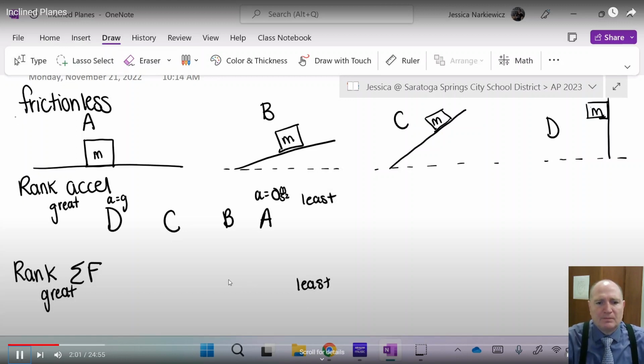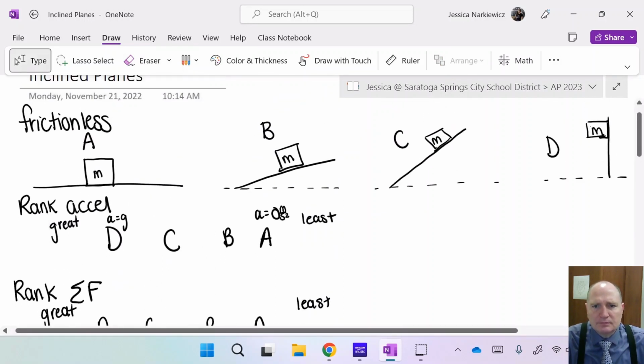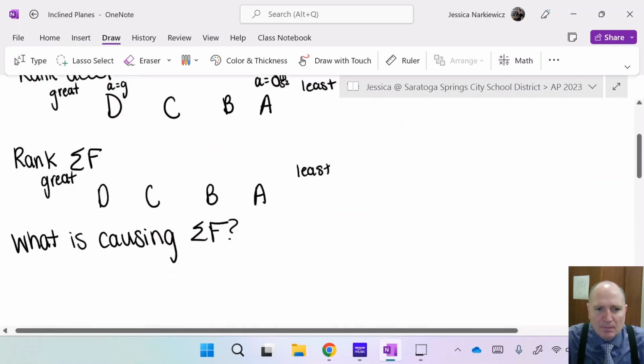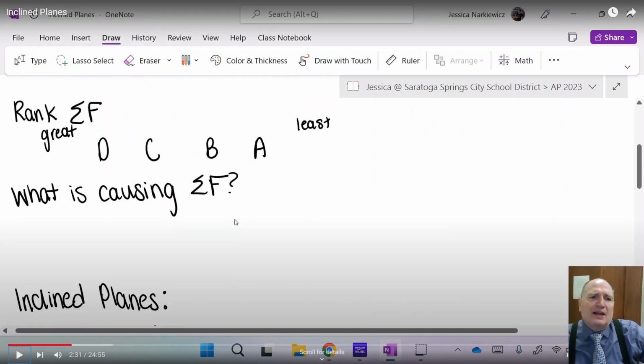For each of these, okay, our net force is going to look like D, C, B, A. So then the question becomes, what's causing that net force? Why are these things accelerating, specifically B, C, and D? So you likely kind of have in your brain something about the force of gravity causing those things to either move down the inclines or move straight down.